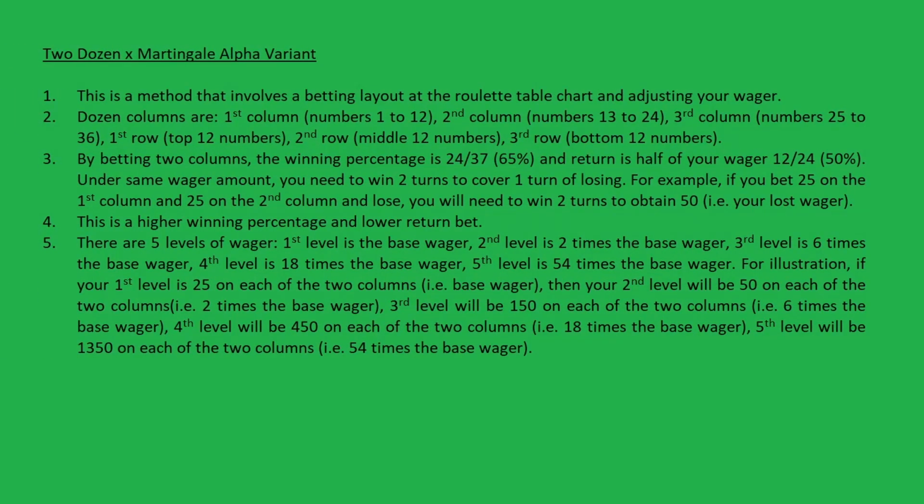2 dozen X Martingale Alpha variant. 1. This is a method that involves a betting layout at the roulette table chart and adjusting your wager.